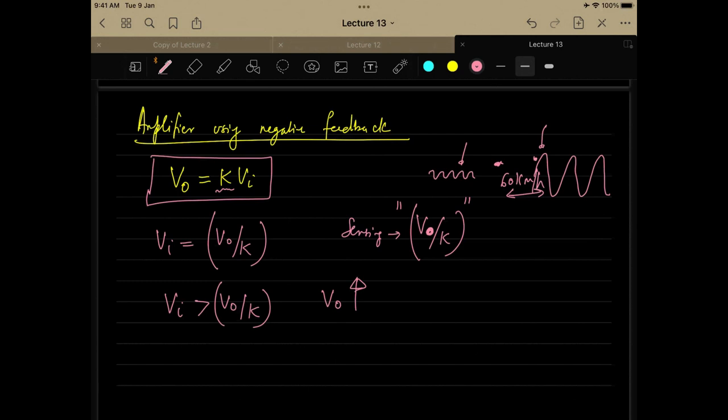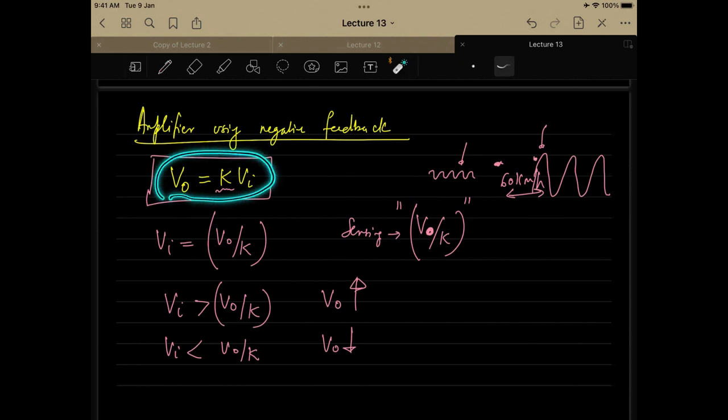And in the second situation, if Vi is less than V0 by K, then we want our V0 to go down, or not? Because in order to hold this inequality over here, right now V0 is greater than KVi, and we want it equal to KVi, so we want our V0 to go down, so that it becomes equal to KVi. In the earlier case, V0 was smaller, so we wanted to make V0 go up so that it becomes equal to KVi, okay?